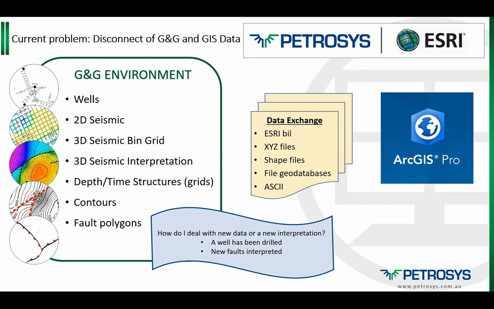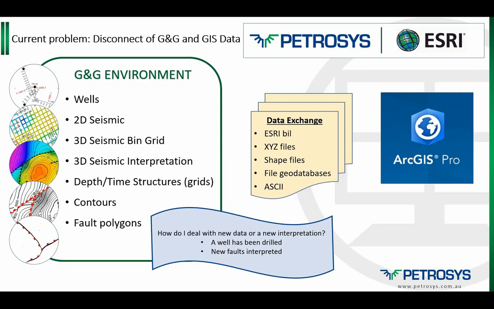And the question you may ask yourself is, well, how do I deal with new data or new interpretation? Because yes, I may have a solution to get contours into ArcGIS Pro, but what happens if my interpretation changes? First of all, I have to go back to the package, it may be Petrel or Decision Space, and I have to regenerate surfaces and regenerate fault polygons, and then I have to convert the data again and get it into ArcGIS Pro, where I can make those corporate level maps that my company requires.